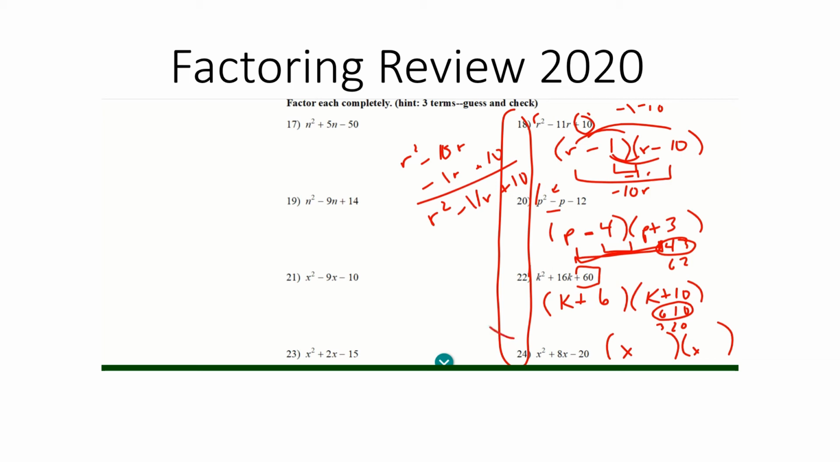So for 20, I have 5 and 4, 2 and 10, 20 and 1. Can I come up with 8 somehow with one of those? Well, 10 and 2 can give me 8. I want it to be a positive 10 and a negative 2, and that will work because that's a negative 20. So positive 10, negative 2, and those are factored.